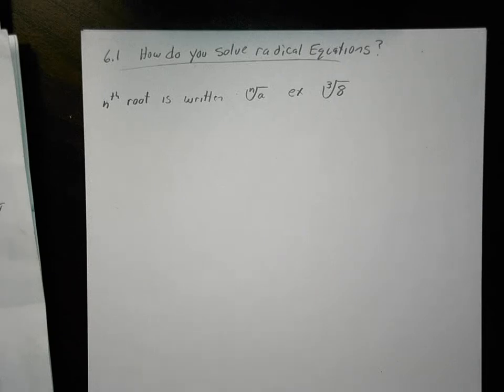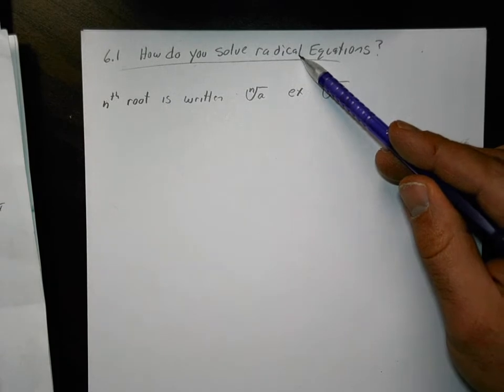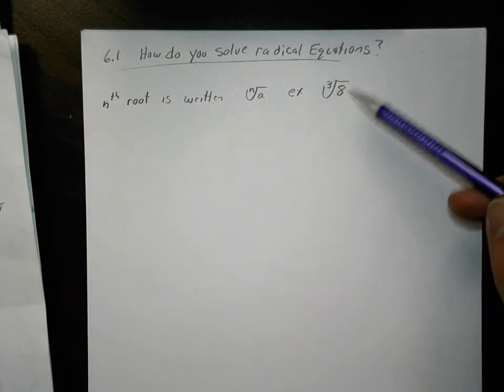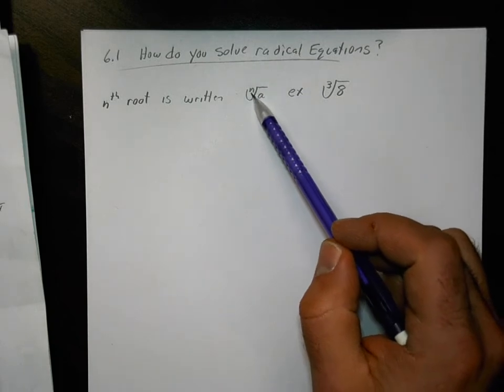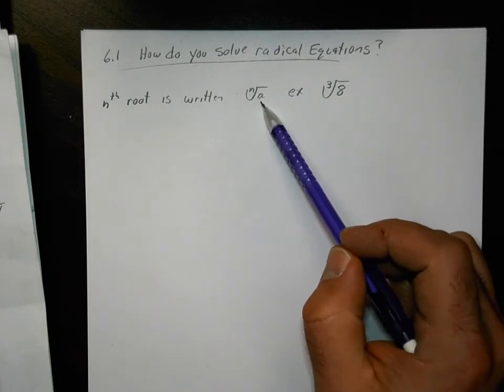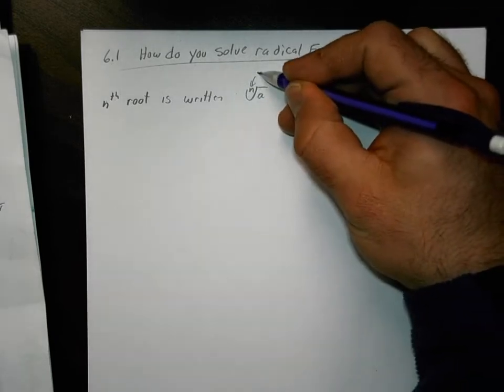Okay, today we're looking at section 6.1, how do you solve radical equations? When you think radical, immediately think roots, square roots, cube roots. We can take any root. An nth root is written like this, with the n inside the root here with the a there. The n here, the term for that is the index.